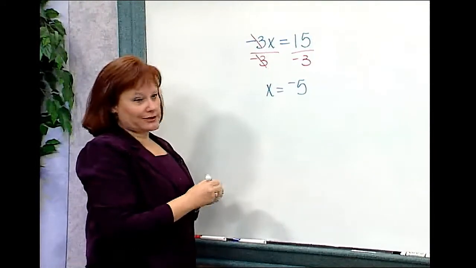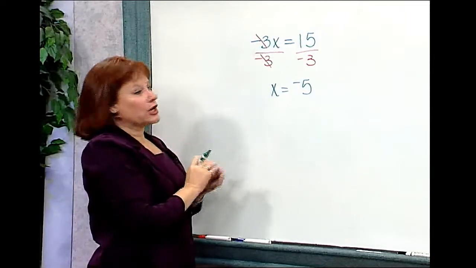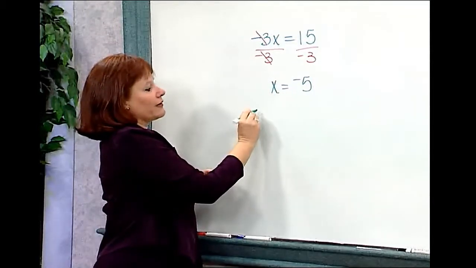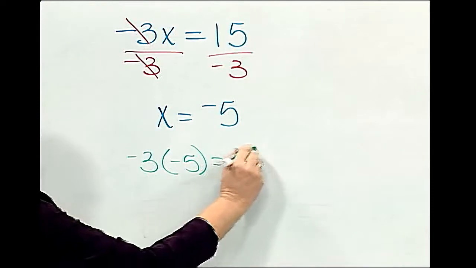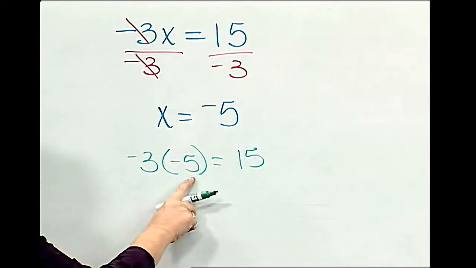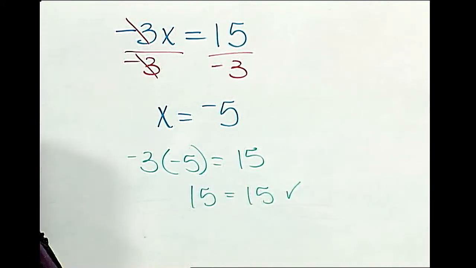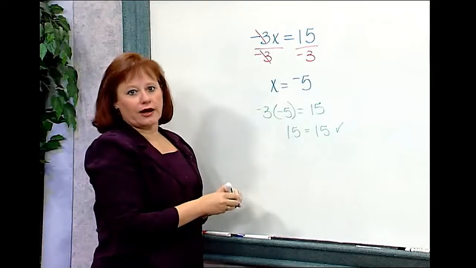Of course, I want to check the solution, so I'm going to substitute negative 5 back into my original equation. You can see the original equation written in blue up here. So I'll put negative 5 in, and I'll have negative 3 times negative 5 is equal to 15. When I multiply these together, negative 3 times negative 5 is 15, which is equal to 15. So the solution to my equation checks out. The solution to my equation is negative 5.